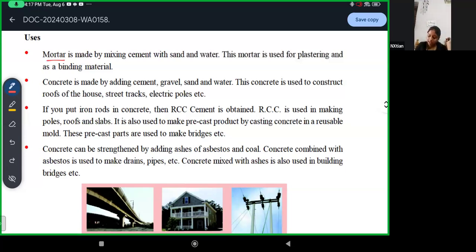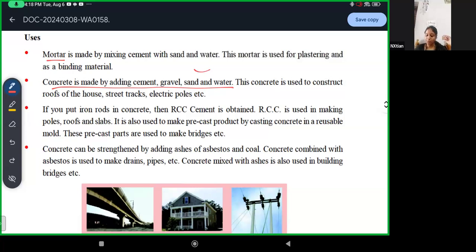Then there is concrete. It's made by adding cement, gravel, sand, and water. This concrete is used to construct roofs of houses, street tracks, and electric poles, etc. Have you heard of a concrete floor or concrete pathway? People make a pathway, floor or roof with this. They mix cement, gravel, sand, and water.